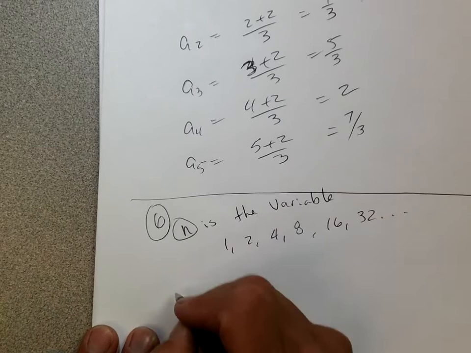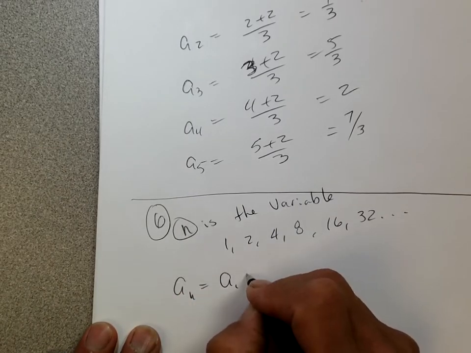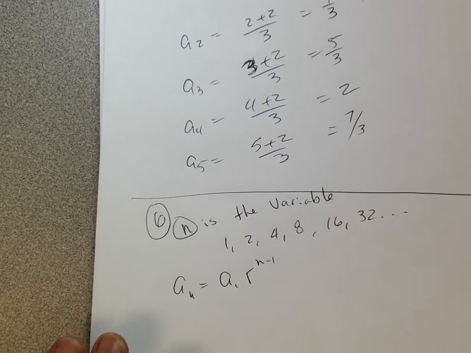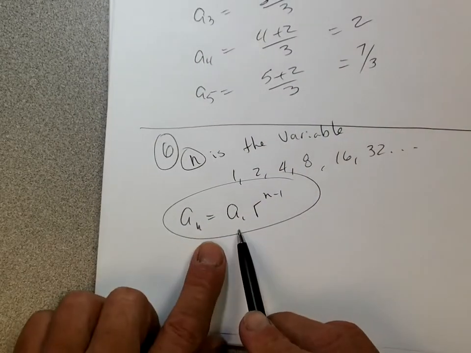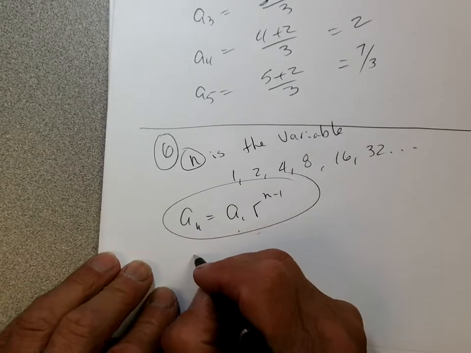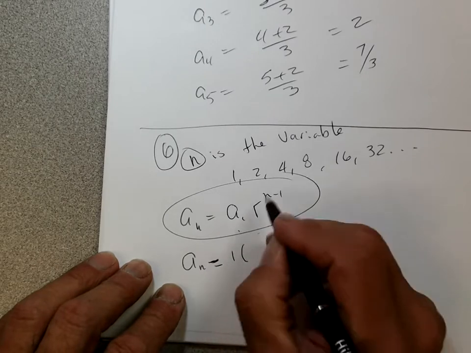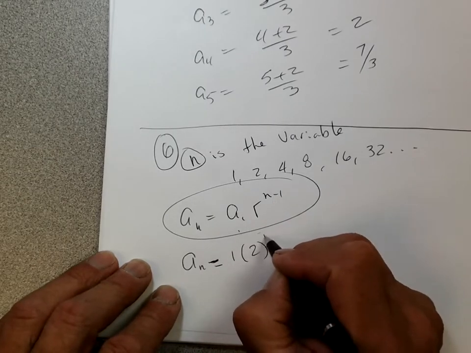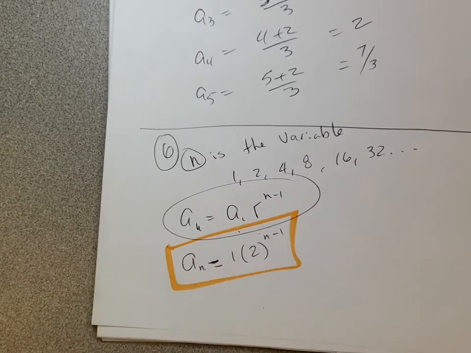A of n equals A1 times R to the n minus 1 power. It's geometric, so let's use my geometric formula. And then what I need to do with that is make a formula. Not a general formula, but a formula for this. So A of n, because we need a variable, is equal to A1, which is 1. The multiplier is 2 to the n minus 1 power. That's my answer. That's a formula that will generate this sequence.